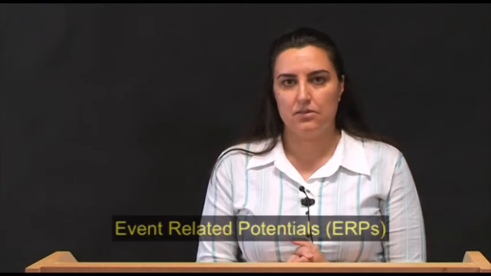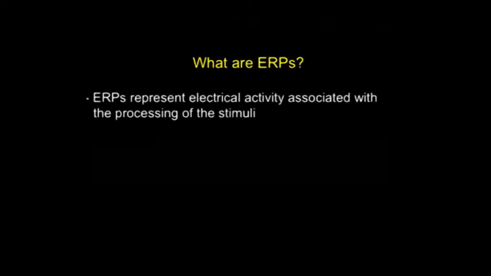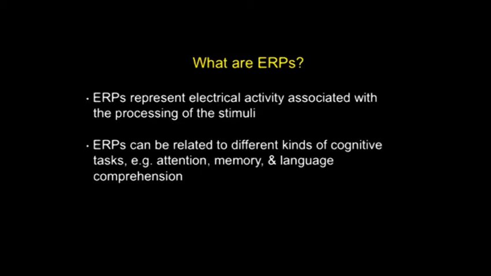How can we use that to study cognition is the next question. And we can do that by focusing on what are called ERPs, or event-related potentials. ERPs are formed by averaging EEG time-locked to the onset of a stimulus that requires cognitive processing. So ERPs represent electrical activity generated in the brain that is associated with the processing of cognitive stimuli. ERPs can be related to different types of cognitive tasks. So, for example, they can be related to attention or memory or language comprehension.